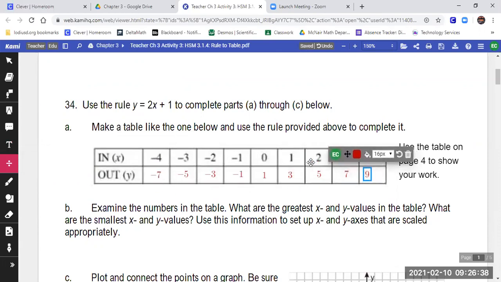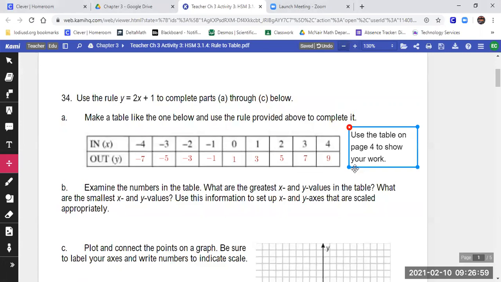Okay, is that all of them? Did we finish filling in the table? Okay, so now we've got to go ahead and look at what's happening. And we're refreshing what we already know. When we look at the table, inputs are X's, outputs are Y. Okay. So this is asking us, what are the greatest X and Y values in the table?